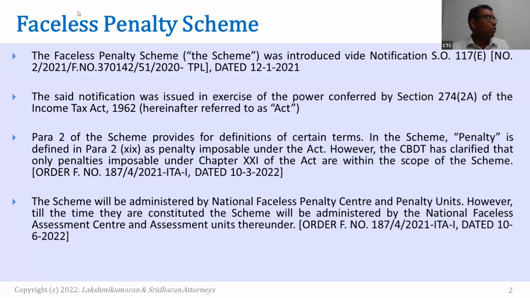The review unit will review the file and then give its comments to the penalty unit. Then the penalty unit will decide, based upon its own discretion, whether the comments of the review unit have to be considered or not. If they are to be considered, then they will amend the recommendation they have earlier passed and then pass a final order. This is what broadly the scheme says.